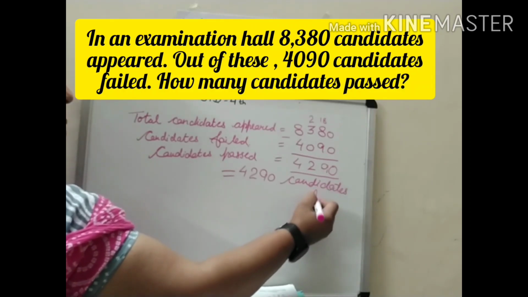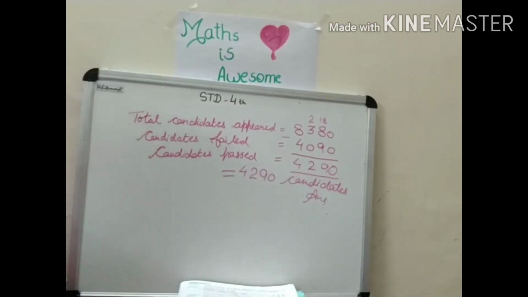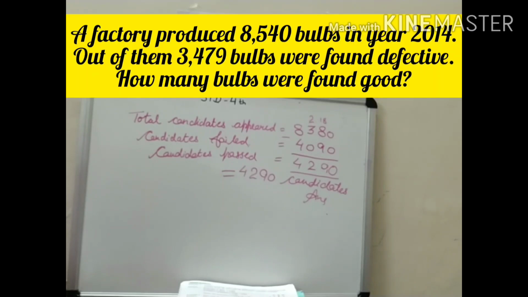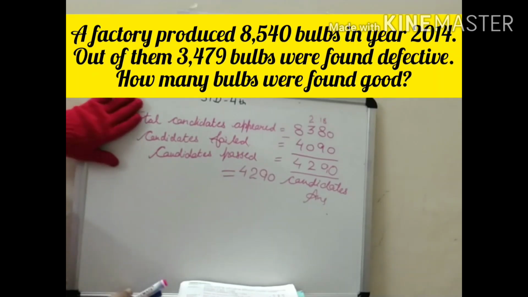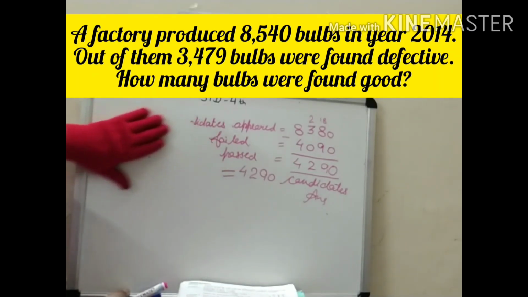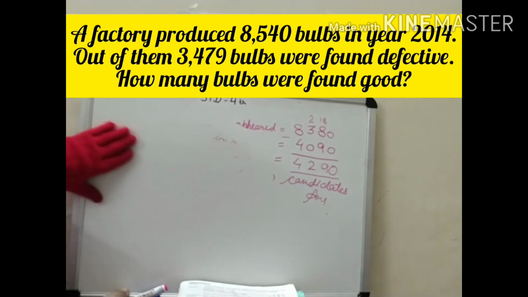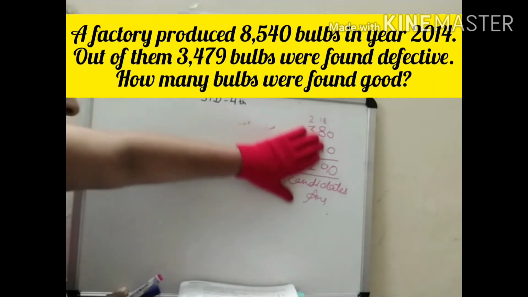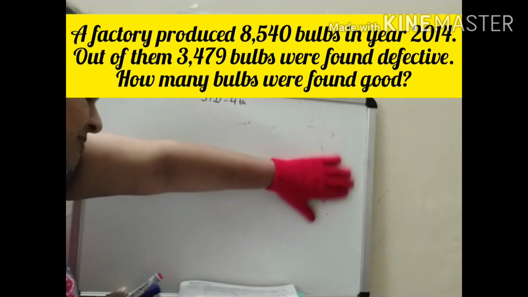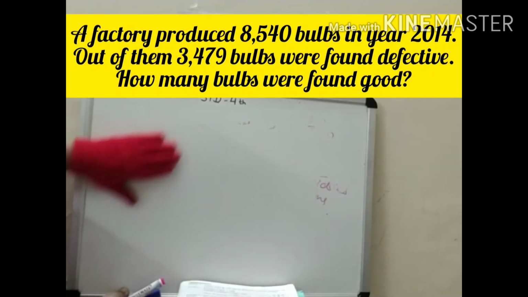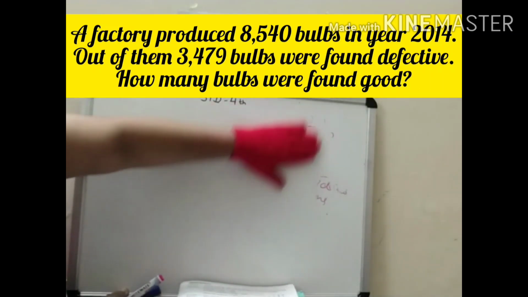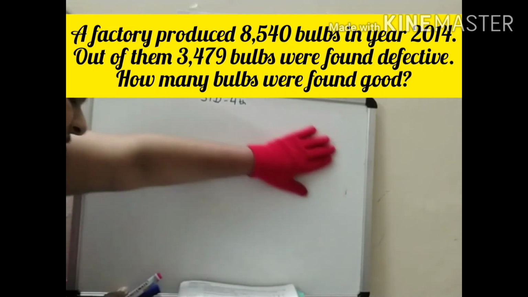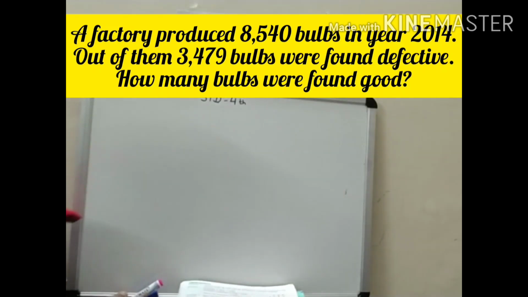Now our next question is question number 5, that is, a factory produced 8,540 bulbs in the year 2014. Out of them 3,479 bulbs were found defective. Defective means which were not in good condition, they were not in working condition. How many bulbs were good?